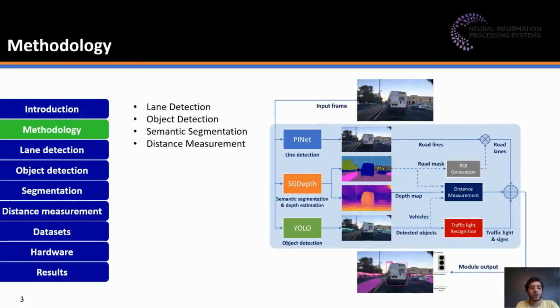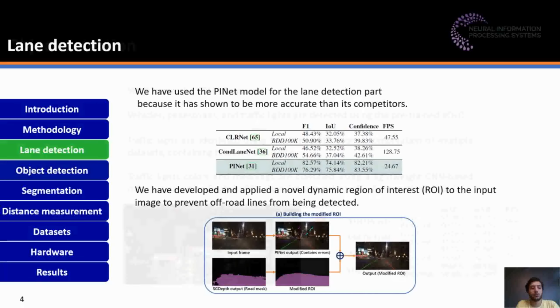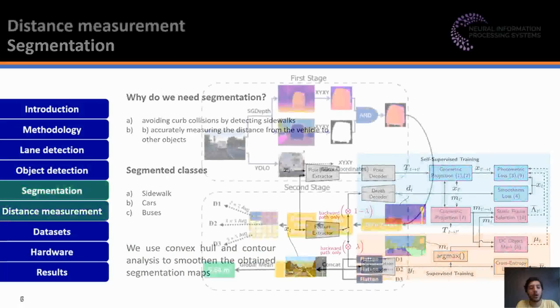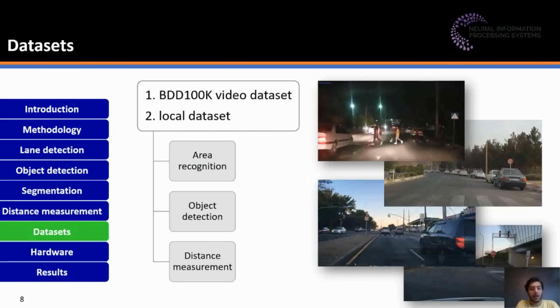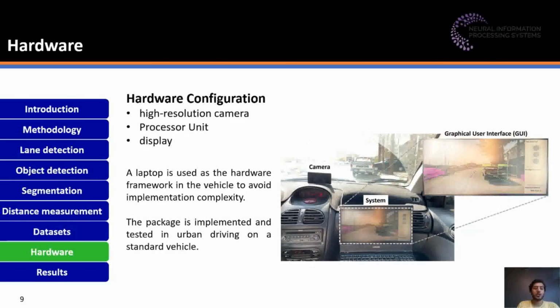So our sophisticated modular system consists of 4 components: lane detection, object detection, semantic segmentation, and distance measurement, which we will give detailed information about in our poster session. So let me jump to the hardware section to show you how our system is implemented. For implementing our module, a camera captures images from the vehicle's perspective, then a GPU performs neural computations, and finally a display indicates the system's result and any necessary alarms to the user.